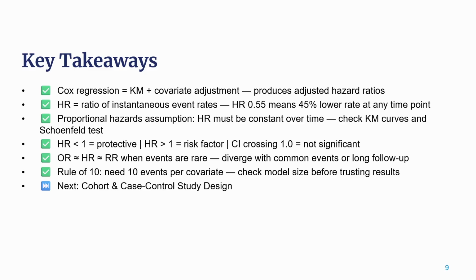Always check the proportional hazards assumption by looking at the KM curves. A single HR from a model with crossing curves can be seriously misleading. And keep your OR versus HR versus RR table in mind whenever you pick up a survival or outcome paper. Identify the model first, then interpret the number correctly.